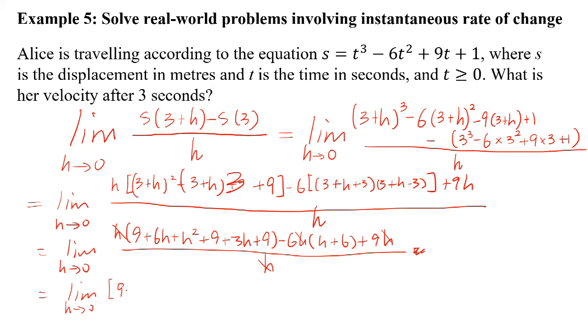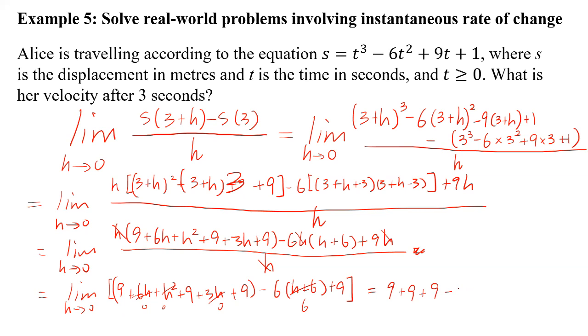This is actually 9 plus 6h plus h squared, plus 9 plus 3h, plus 9, minus 6 times (h plus 6), plus 9. And as h approaches 0, we can see that these h terms go to 0. So the limit of this expression is 9 plus 9 plus 9 minus 36 plus 9, which is 0 meters per second. Therefore, her instantaneous velocity at t equals 3 seconds is 0 meters per second, right?